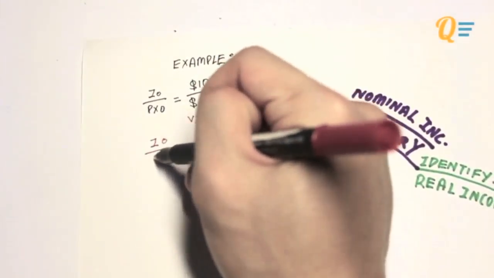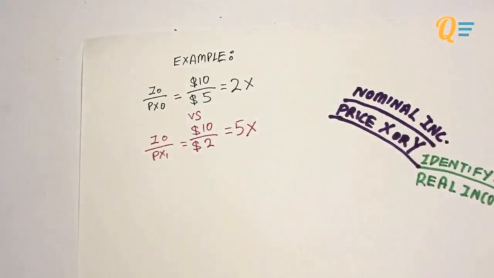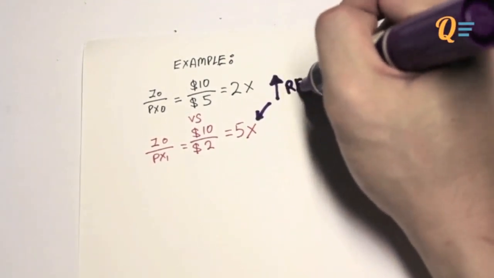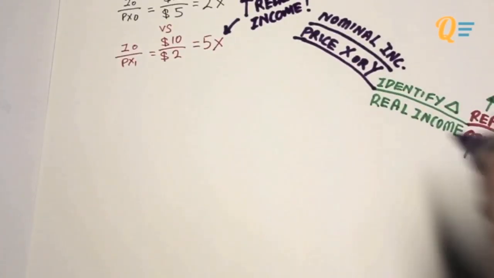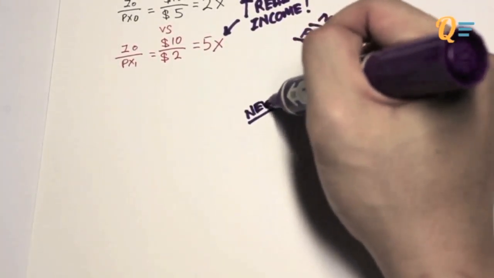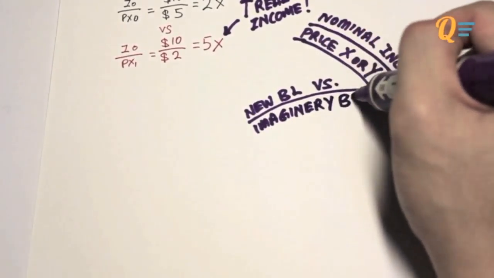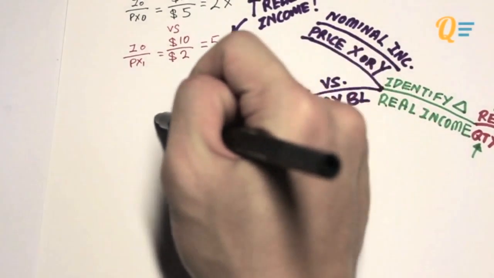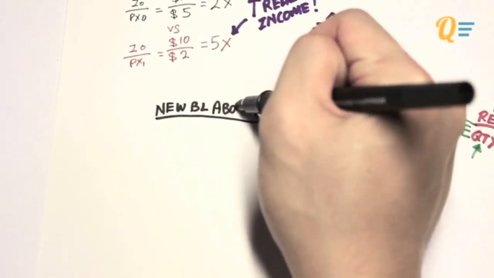I'm going to compare this to the scenario where the price of X has increased to 2. I'm going to get 5X as the real income in terms of X. So therefore, my real income has increased because I now have more X. The second way is to look at where the new budget line is and compare it to where the imaginary budget line is. I hope you recall that the new budget line is what happens after the economic disturbance, and the imaginary budget line is the budget line that you draw to identify your Hicksian substitution effect.